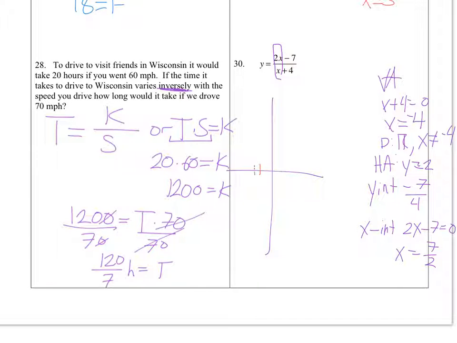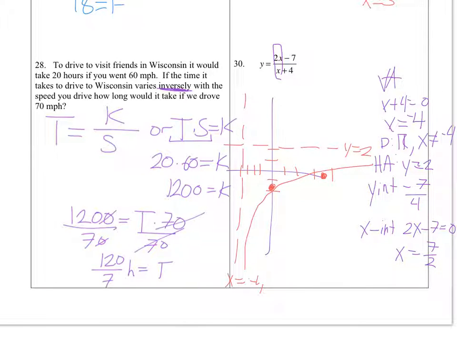Okay, so negative 4 for my VA. Negative 4. We've got a horizontal asymptote of positive 2. We've got a y-intercept of negative 7 over 4, so that's between negative 1 and negative 2. And we've got an x-intercept of 7 over 2, so that's going to be between 3 and 4. So I've got a pretty clear idea about what's happening down here.